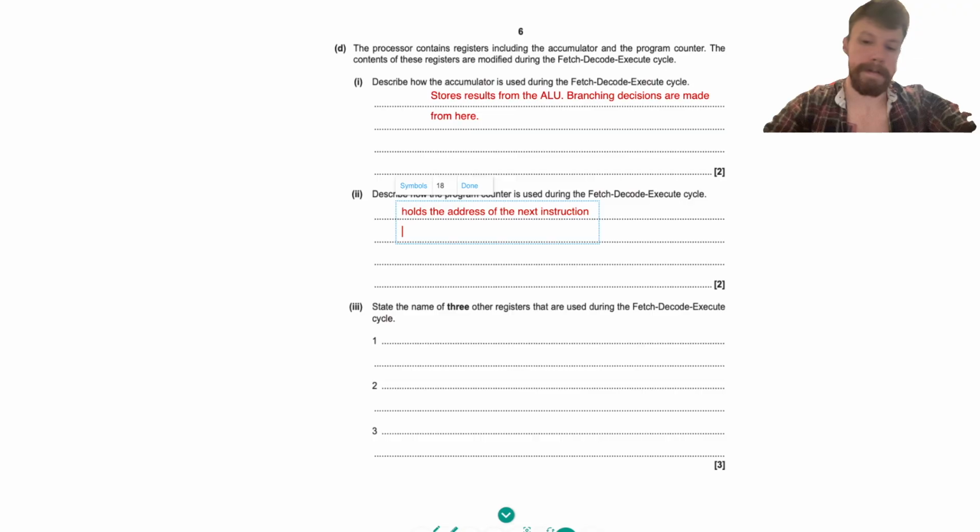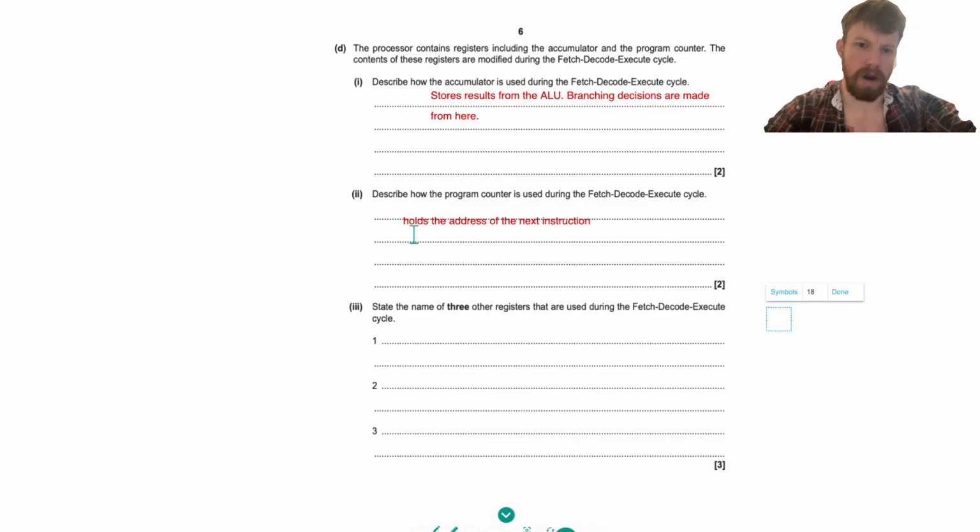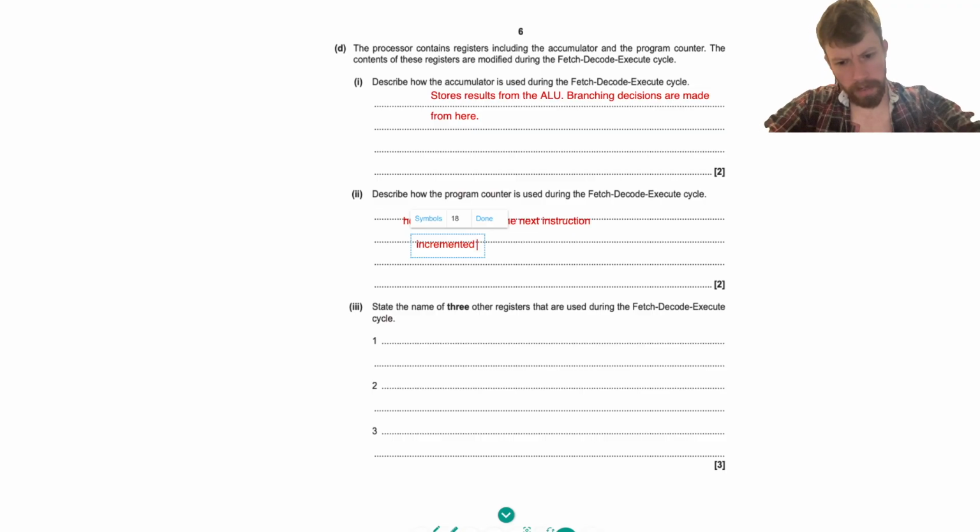The other thing that I would say is, because it says describe how the program counter is used during the fetch, decode, execute cycle, you can say that it's incremented, which just means it goes up by 1. Incremented once the data is passed from the PC to the MAR.